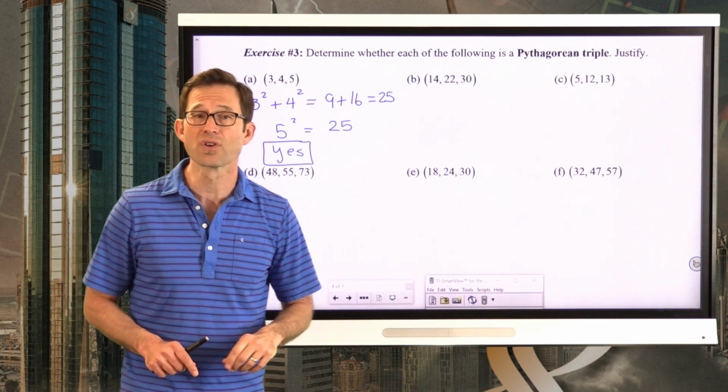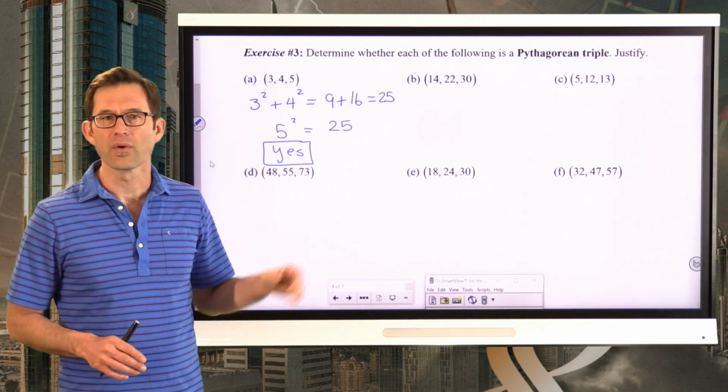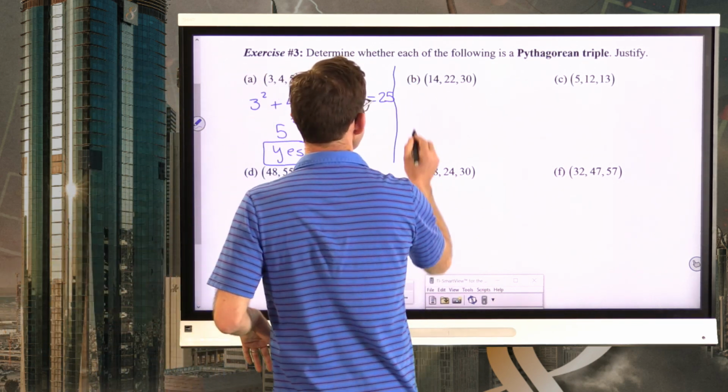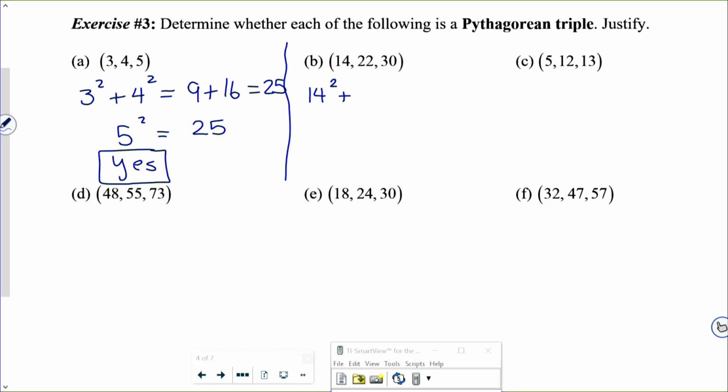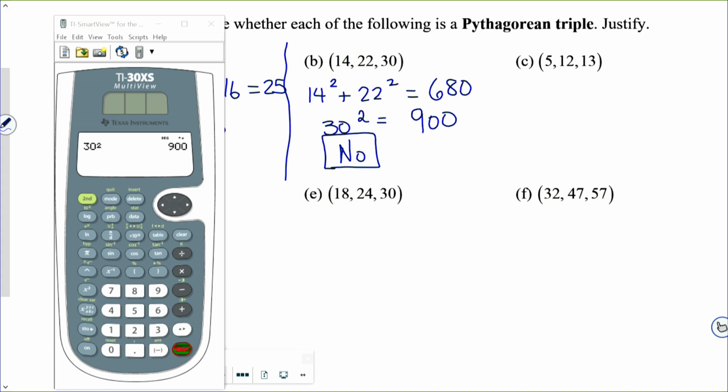All right, so what I'd like you to do is go through each one of these, and in fact, again, let's do letter B together, to show you how you can speed up the process. There's absolutely nothing wrong with just doing, okay, let me do 14 squared plus 22 squared, and see what that sum is on my calculator. I don't really need to figure out what 14 squared is individually. I can just do 14 squared plus 22 squared. I get 680. Then I look at 30 squared. I can do that one in my head, but just to be clear, 30 squared is 900. And so, no, that is not a Pythagorean triple.